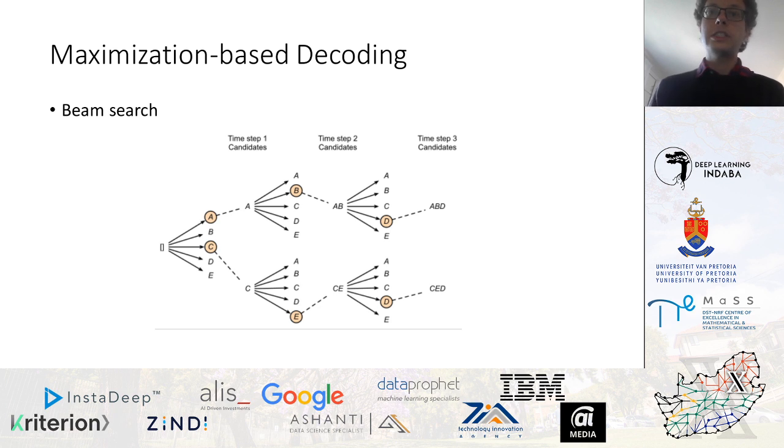The other strategy for maximization-based decoding is beam search, which involves maintaining a short list of the highest scoring partial generations at each time step. Beam search is a standard decoding method for tasks such as neural machine translation, summarization, and data-to-text generation.